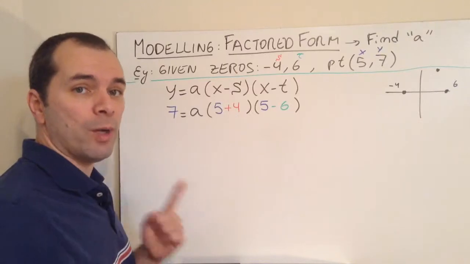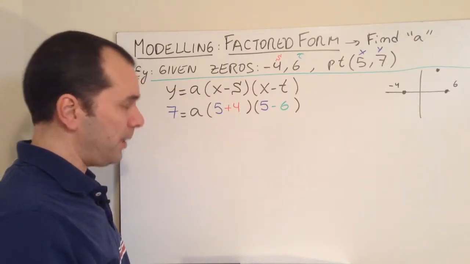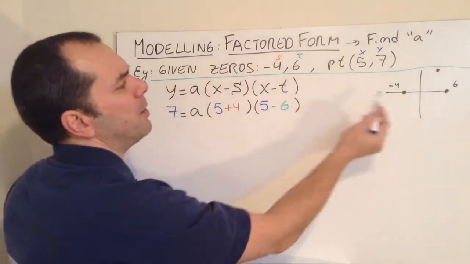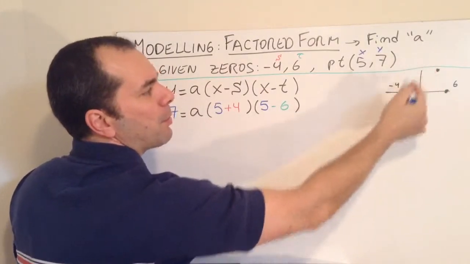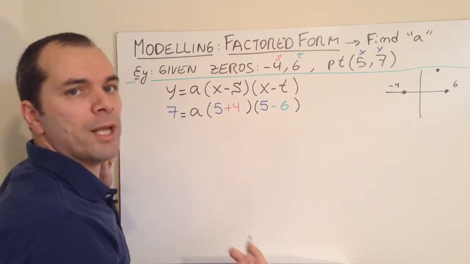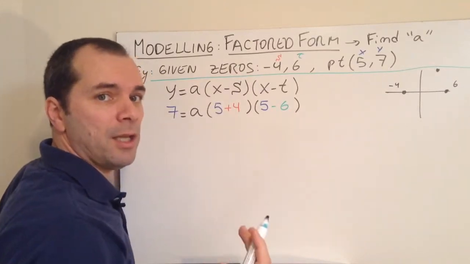Now we have one equation, one unknown. We can isolate for a. Notice that I plotted my two zeros, minus 4 and minus 6, and then that point 5 and 7. Looks like the parabola opens down. So when I get my a value, I should check that it is a negative value.